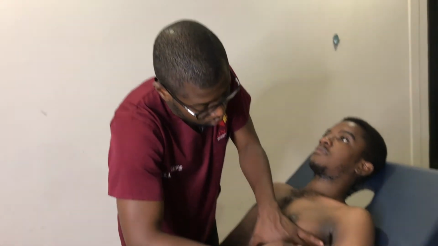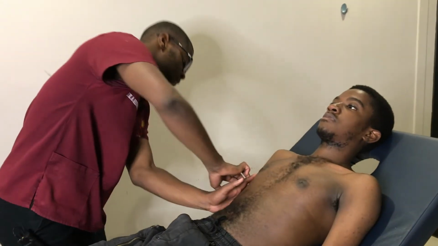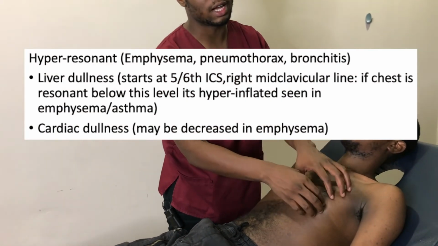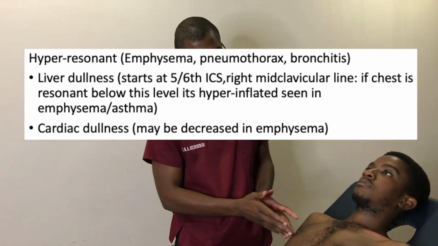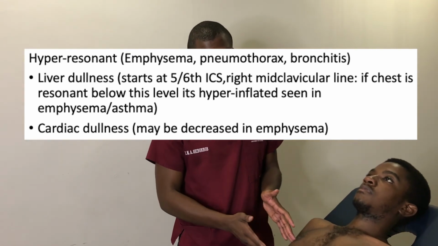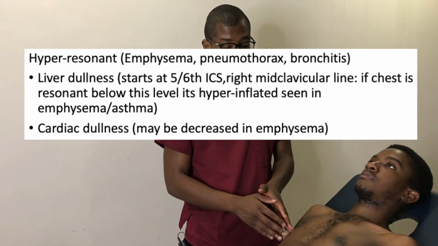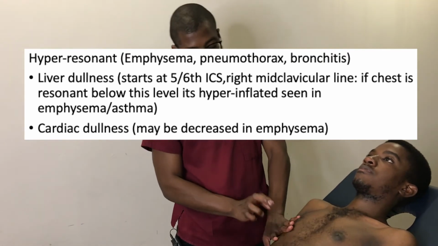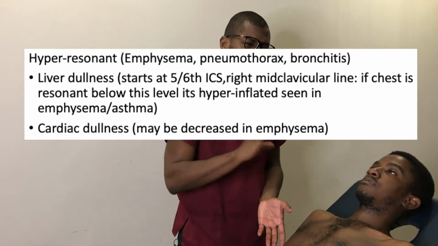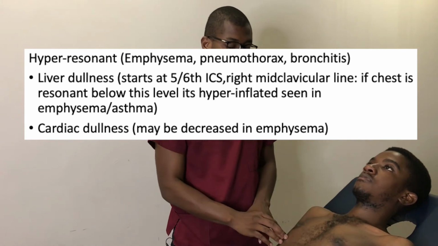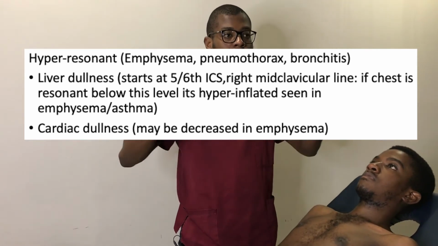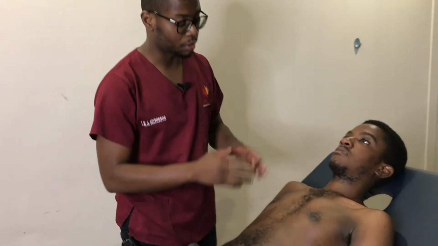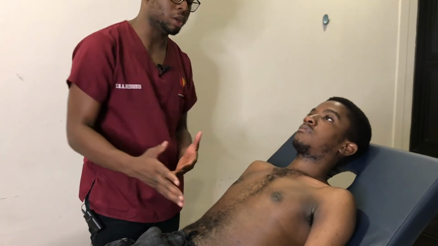Then always make sure that you percuss the whole anterior chest. Remember, around the heart you will have some level of dullness, and especially from your fifth to your sixth intercostal space, that's where your liver typically starts. So you expect a level of dullness, and it will not be as resonant as the upper chest. However, if these areas that you typically expect to be dull are now hyperresonant, you are thinking the patient is overinflated, as seen in conditions like emphysema. That's very useful. And remember, whatever you percuss on the front, you have to percuss on the back.